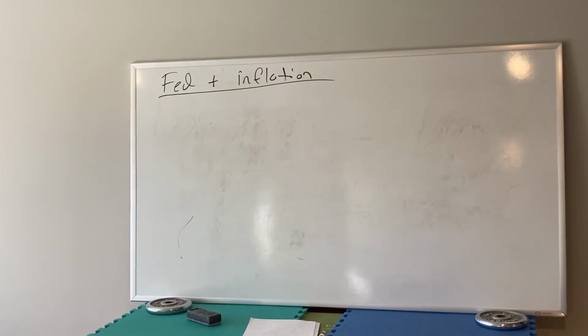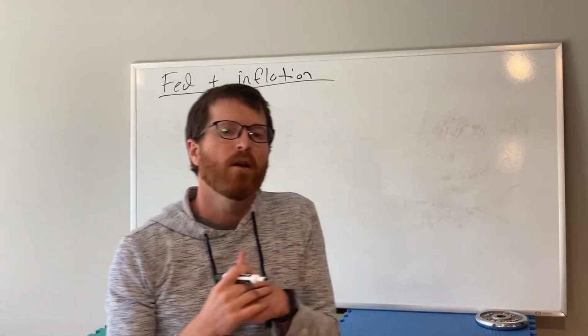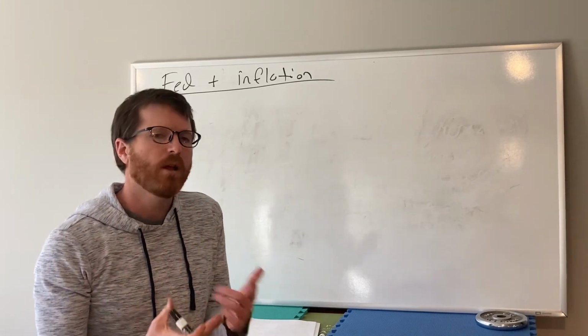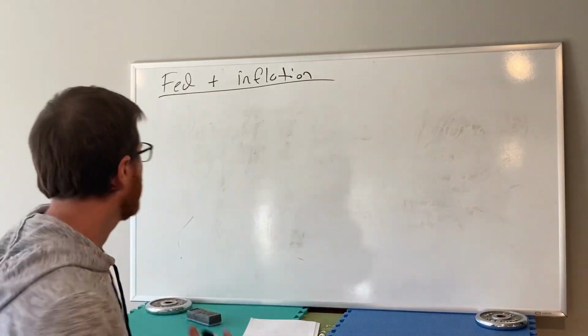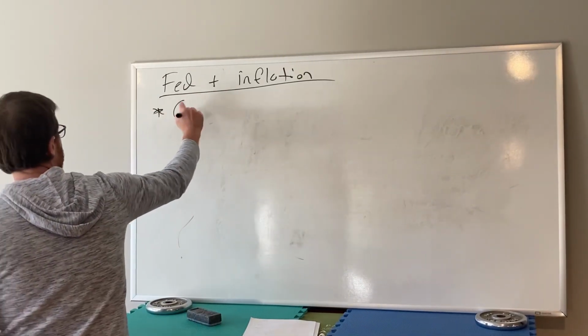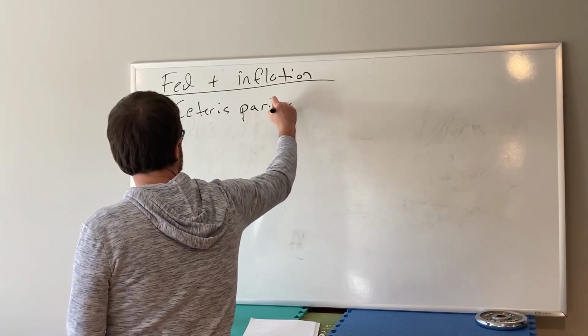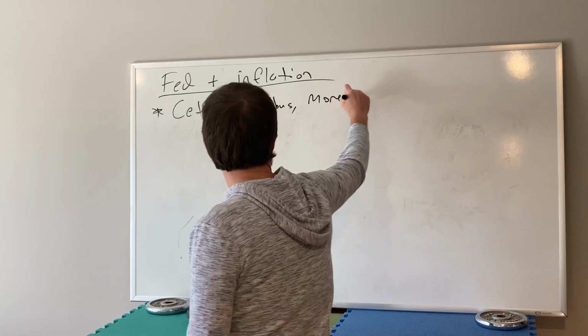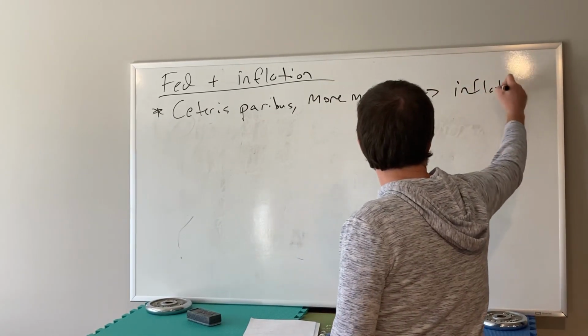And finally, to close this little section that we have, we've talked about the Fed and interest rates. We've talked about Fed and the economy in general. Let's finally talk about the Fed and inflation. Okay, here's the thing. Ceteris paribus, more money leads to greater inflation rates.